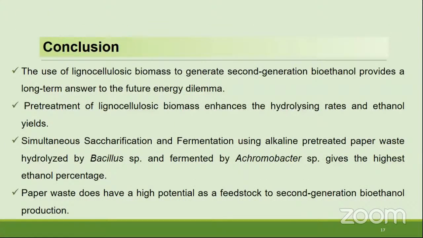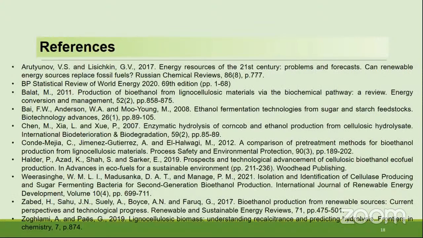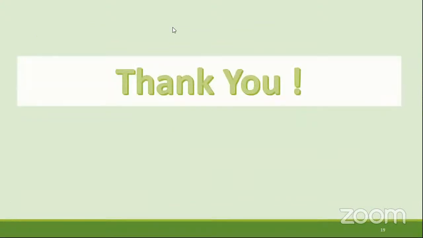bioethanol production. According to the results of the present study, I can conclude that the use of lignocellulosic biomass to generate second-generation bioethanol provides a long-term answer to the future energy dilemma. Pre-treatment of lignocellulosic biomass enhances the hydrolyzing rates and ethanol yields, and according to the results, simultaneous saccharification and fermentation using alkaline pre-treated paper waste hydrolyzed by Bacillus species and fermented by Achromobacter species gives the highest ethanol percentage. As a consequence, paper waste does have a high potential as a feedstock to second generation bioethanol production. These are my references, and thank you.